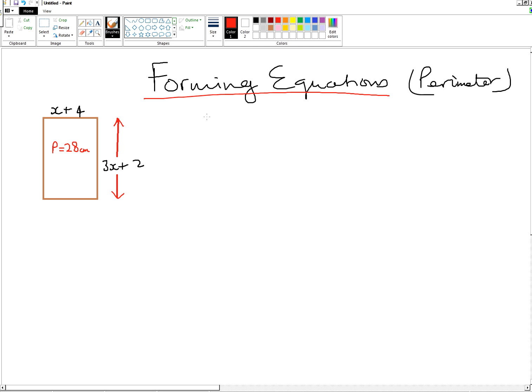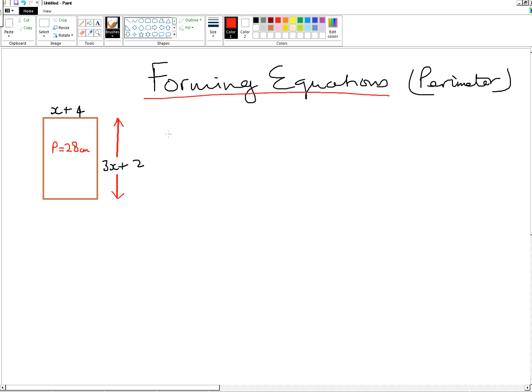We're looking at forming equations, perimeter. We have a rectangle here. It's been labeled, the length and the width have been labeled. The length is x plus 4, the width is 3x plus 2. We can also call it the height if you like. The perimeter has been given as 28 centimeters.